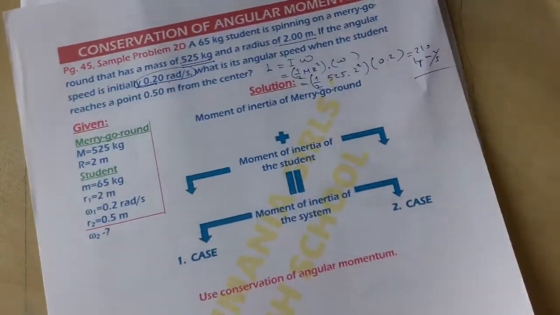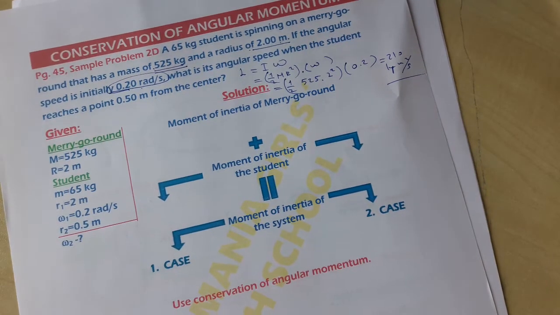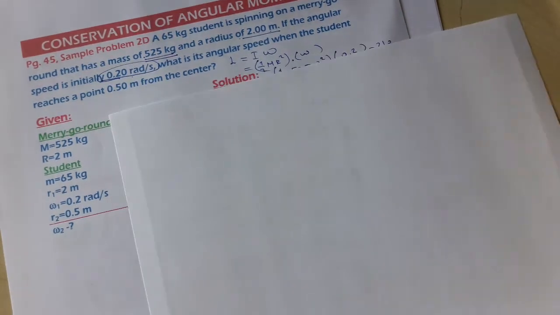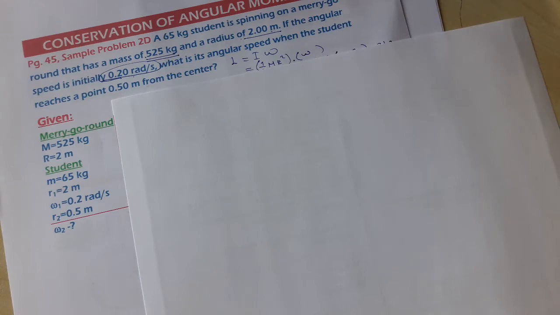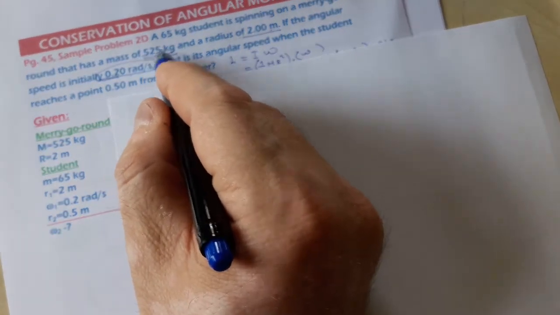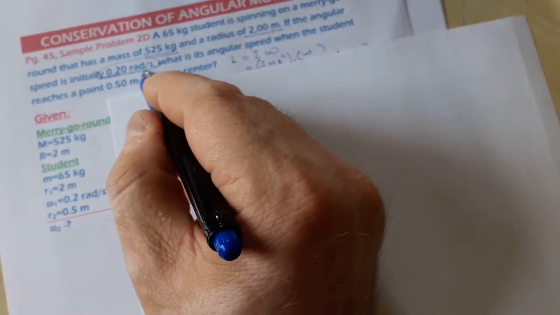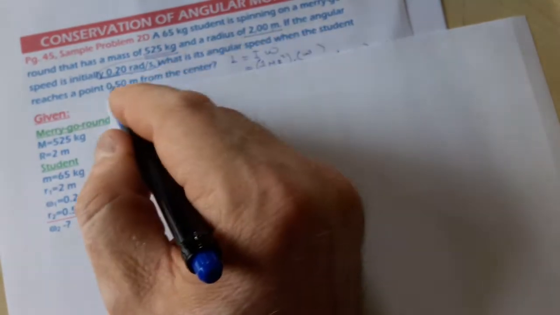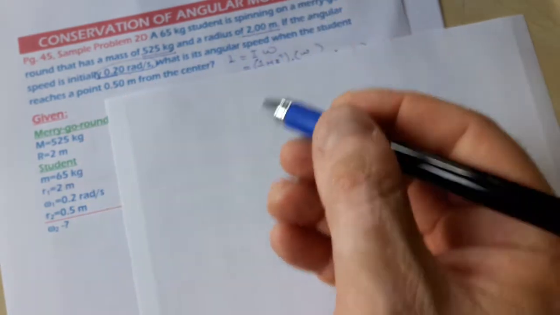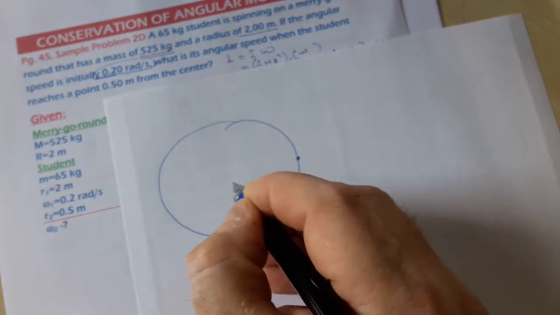Okay, let's solve a problem. It says a 65 kilogram student is spinning on a merry-go-round that has a mass of 525 kilograms and a radius of 2 meters. If the angular speed initially is 0.2 radian per second, what is the angular speed when the student reaches a point 0.5 meter from the center? So the student is initially at the rim, somewhere here.